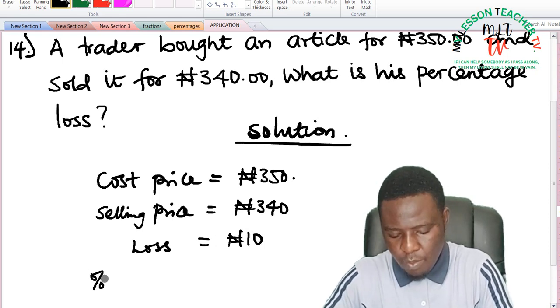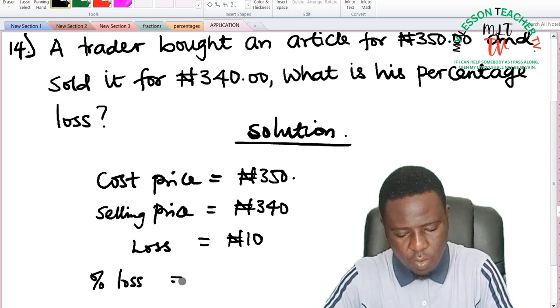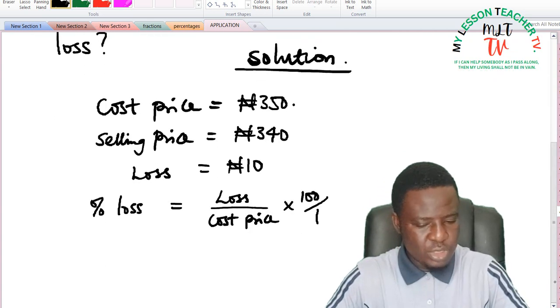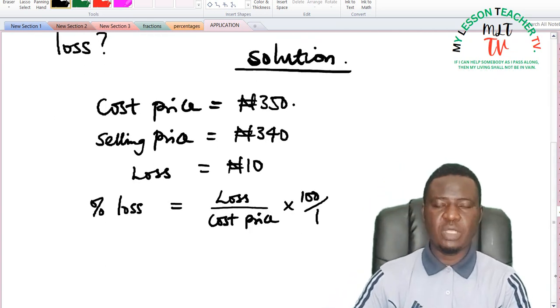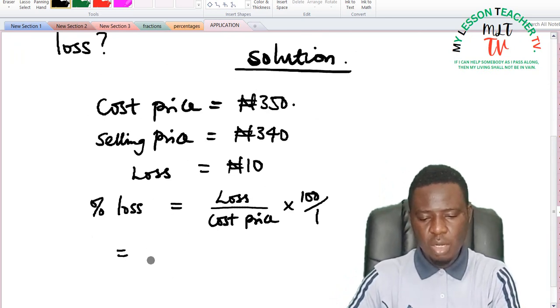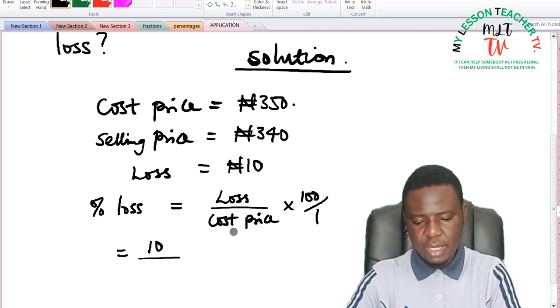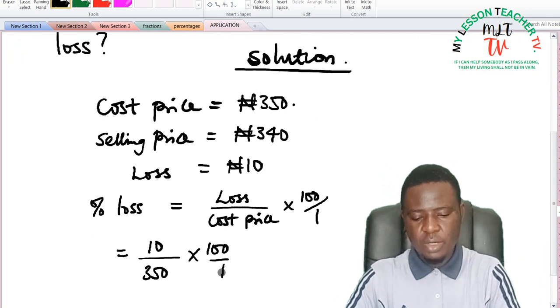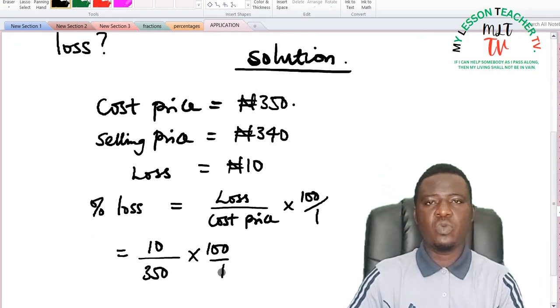So therefore, percentage loss now is said to be equal to loss divided by the cost price times 100/1. So when you simplify this, it gives you the percentage loss. So that the percentage loss is equals to, let's substitute, loss is said to be 10 naira divided by the cost price, which is 350 naira, times 100/1. When you do this, it gives you the loss.